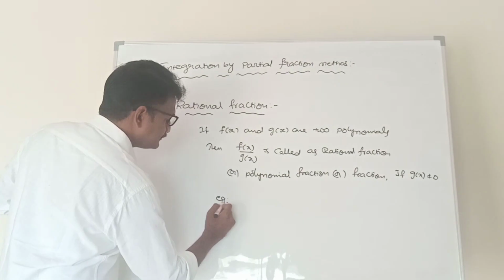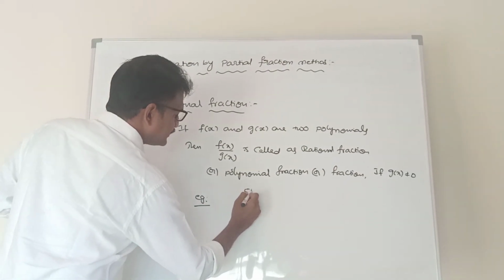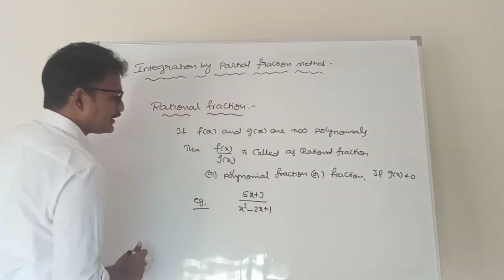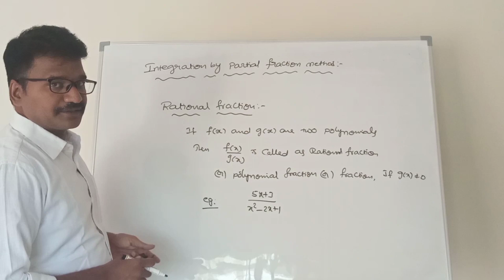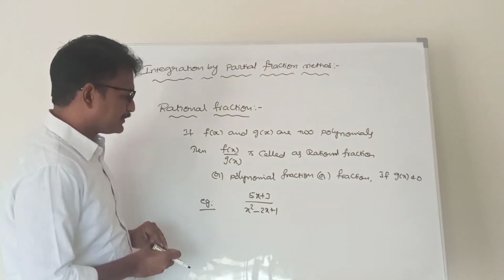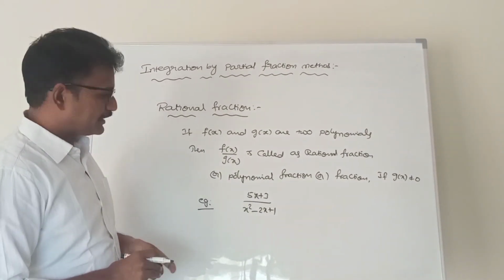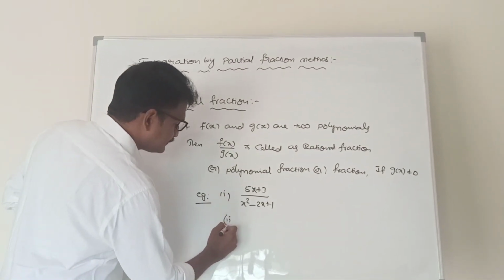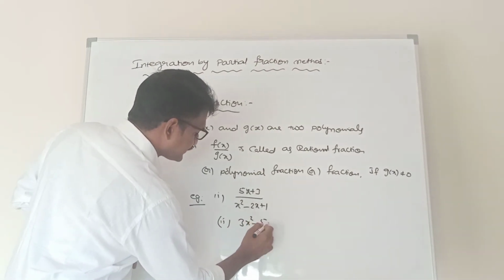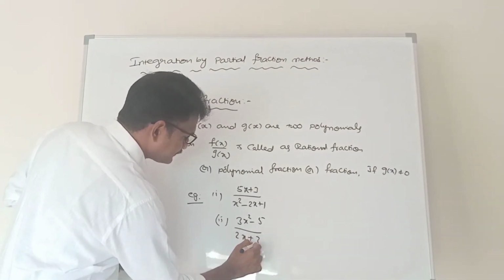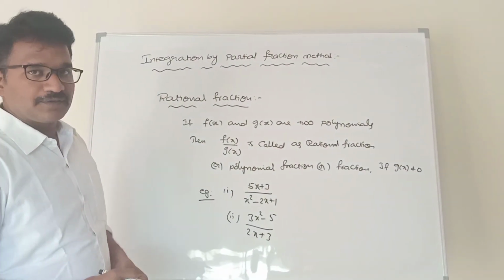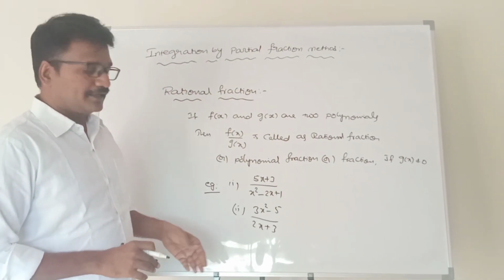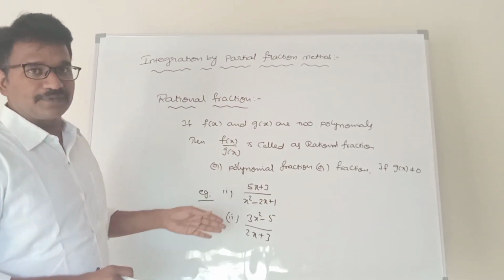Example: 5x plus 3 by x square minus 2x plus 1 is called a rational fraction or polynomial fraction or fraction, because the numerator is a linear polynomial and the denominator is a quadratic polynomial. Second example: 3x square minus 5 by 2x plus 3. The numerator is a quadratic polynomial, the denominator is a linear polynomial. This is also called a rational fraction, or simply a fraction.